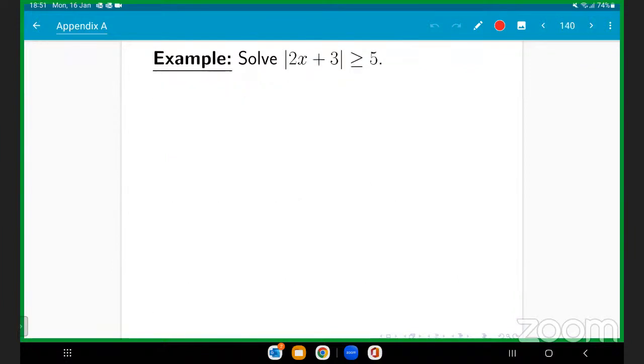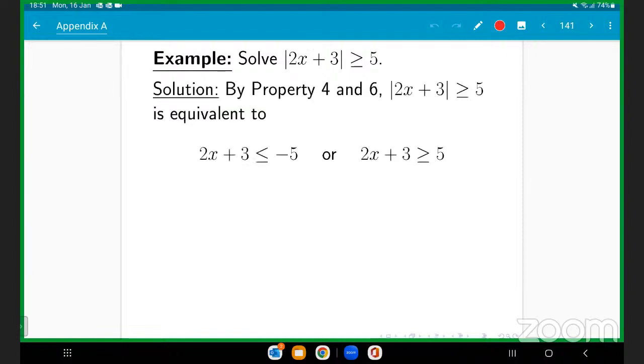We can do the same thing. Let's say 2x plus 3, its absolute value greater or equal to 5. To drop the absolute value, we need to use properties 4 and 6. This is equivalent to, so remember, if this is true, then if you want to drop the absolute value, you must say everything inside the absolute value is bigger than c, or it is smaller than minus c.